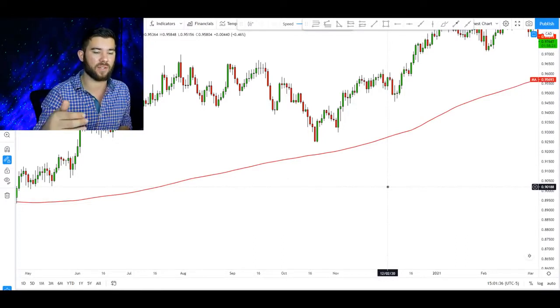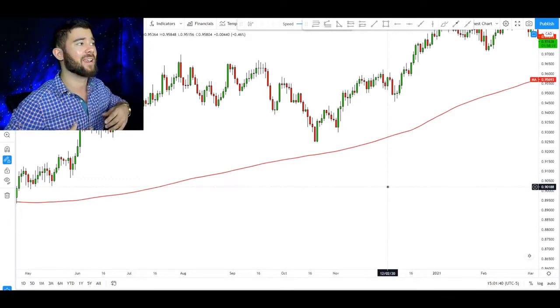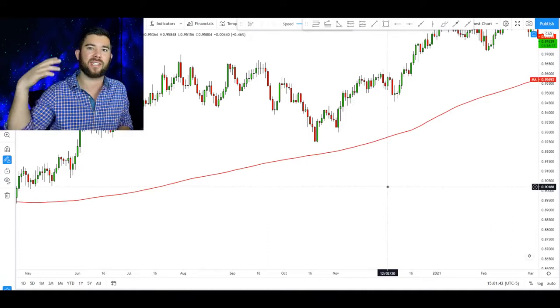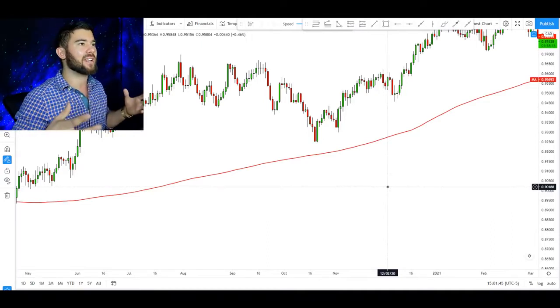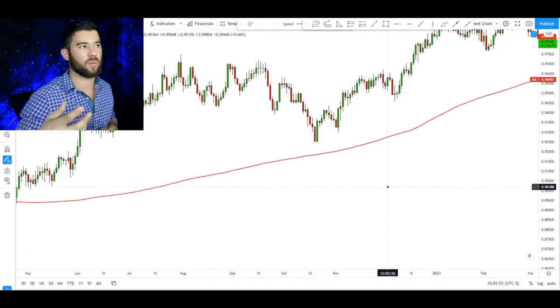Again, not by themselves. I don't just buy because the market hits a moving average. I got to combine that with things like structure, support, and resistance, and candlestick patterns, and other technical factors, trend, and other indicators in order to create that profitable edge.